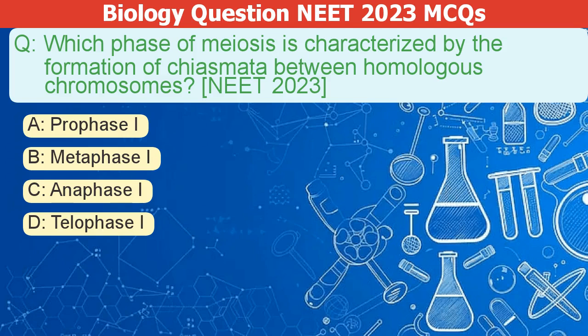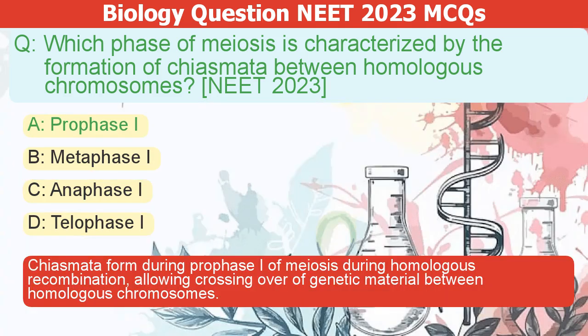Which phase of meiosis is characterized by the formation of chiasmata between homologous chromosomes? NEET 2023. A. Prophase I. B. Metaphase I. C. Anaphase I. D. Telophase I. The correct answer is A. Chiasmata form during prophase I of meiosis during homologous recombination, allowing crossing over of genetic material between homologous chromosomes.